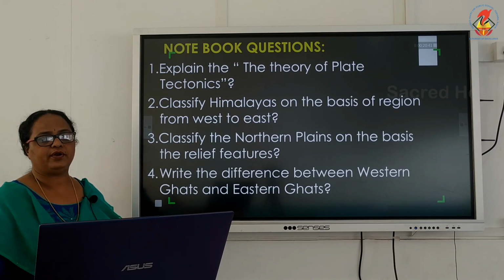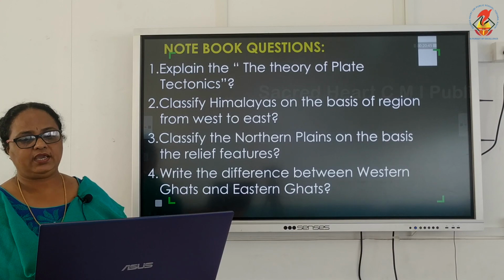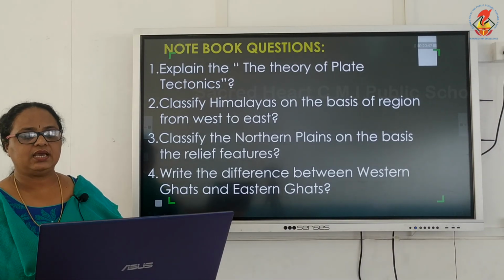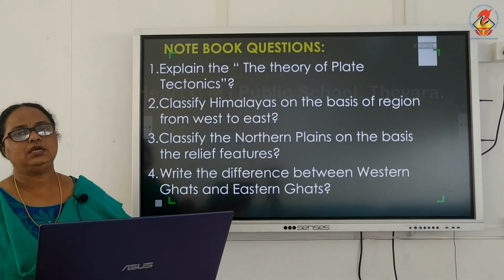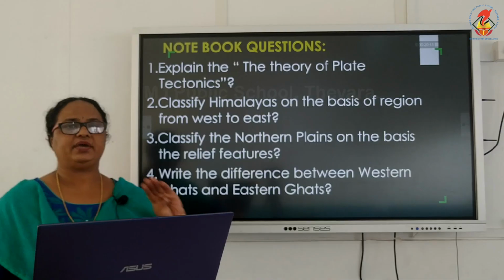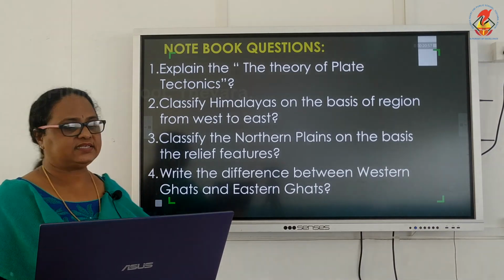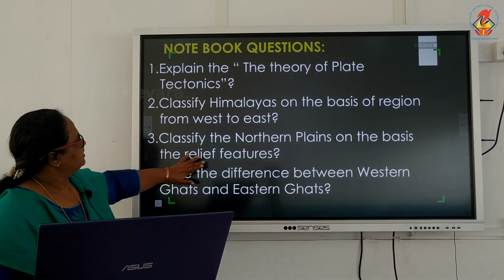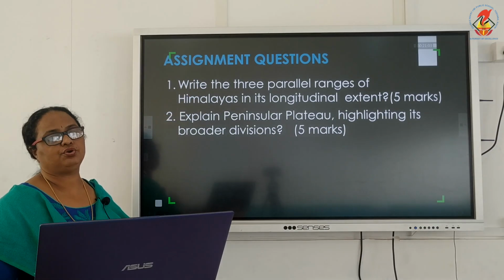And the fourth question is, write the difference between Western Ghats and Eastern Ghats. These are the 4 important questions that you have to write in the notebook. Then the next slide tells you about the assignment questions, which you are all aware of.